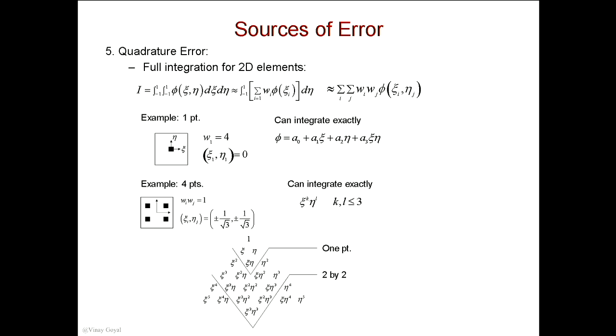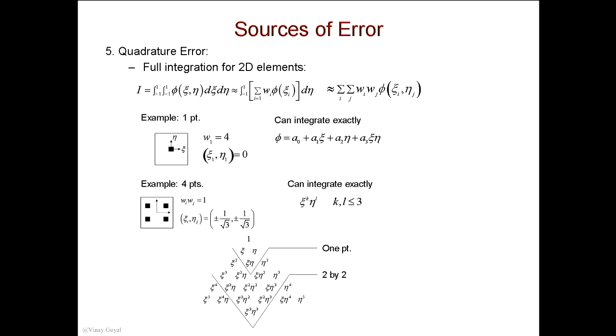Furthermore, for bilinear quadrilateral elements, 1 point is enough. But if it's distorted, then you may want to have more integration points. And then for a higher order interpolation element, basically a second order element, you need 2 points or 4 points to evaluate that integral exactly. So that's full integration for 2D.